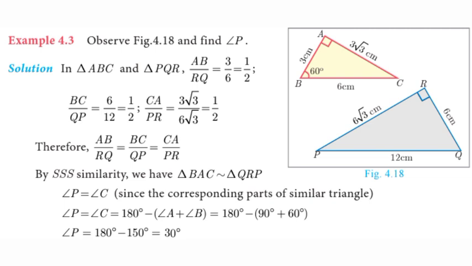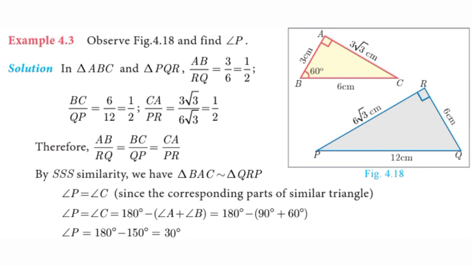What is AB value? 3 cm. RQ value is 6 cm. Therefore 3 by 6, that equals 1 3s are 3, 2 3s are 6, 1 by 2. AB divided by RQ equals, what is the answer? 1 by 2. And then the second corresponding sides are BC divided by QP or PQ. What is BC value? 6 and QP is 12. Therefore 1 6s are 6, 2 6s are 12. That's also 1 by 2. BC divided by QP equals 1 by 2.